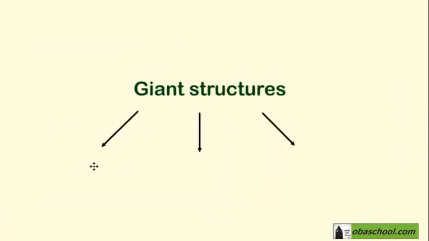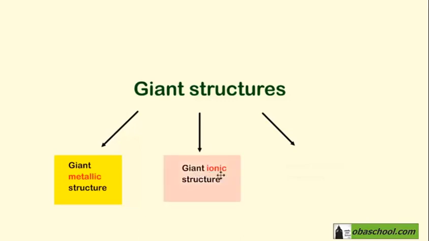There are three types of giant structures. First of all, giant metallic structure, so they are made up of metals. Giant ionic structures, so there is a presence of ions, which could be positive or negative, so they either lost or gained electrons. And giant covalent structure. We will study the three types in details in later videos.